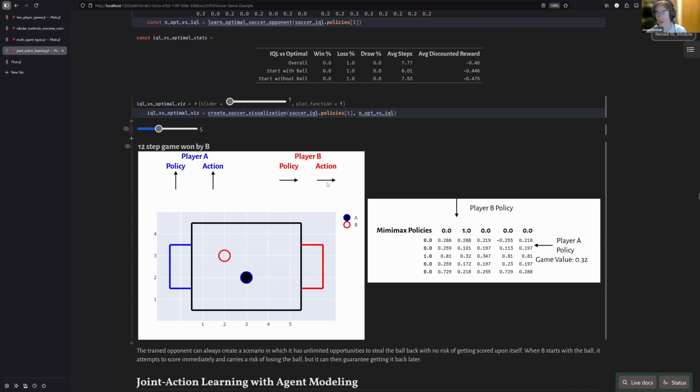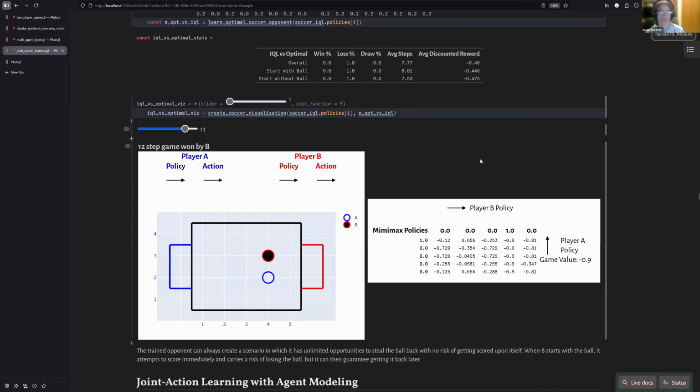So what B is going to do is attempt to steal the ball by moving into A. And sometimes it will fail. So in this case, it failed. But B is just going to stay still now because it knows A is going to move down again. And then it just tries this again. And it will just repeat this over and over again until it successfully steals the ball and then can score.